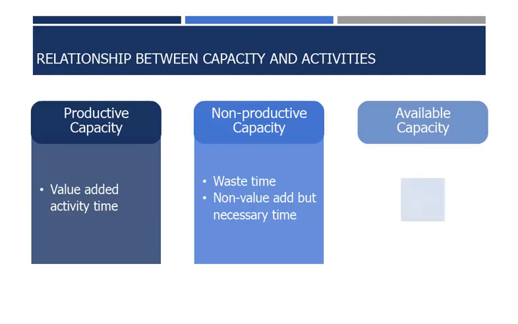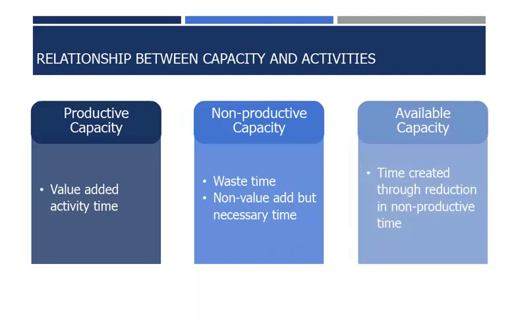Available capacity is the amount of capacity created through improvement activities which reduce and eliminate non-productive activities. Next, we will review how to collect data to calculate capacity.